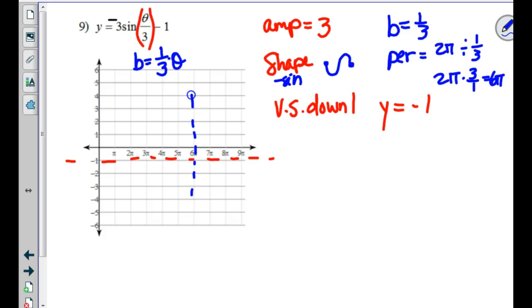How far above and below my midline is it going? So that would mean all the maximums are going to be at 2, and the minimums are going to be at -4. Did I get that right? All right, here's my try. I'm going to start here. Halfway there, it's going to be back there, and then it's going to finish here. So it's going to go down.